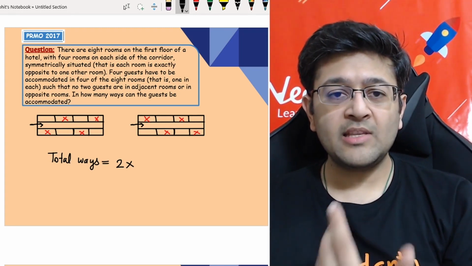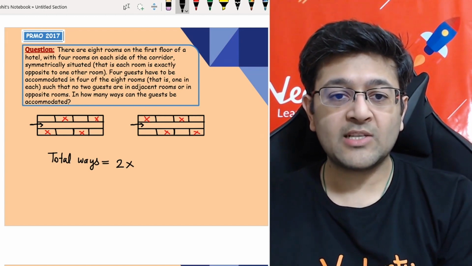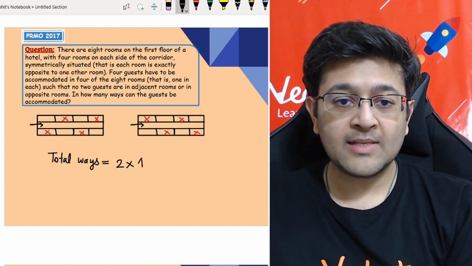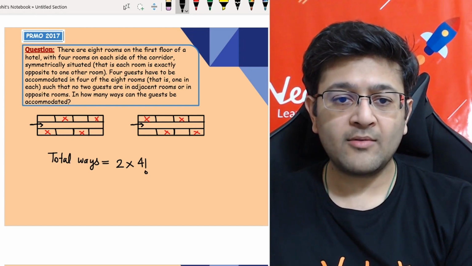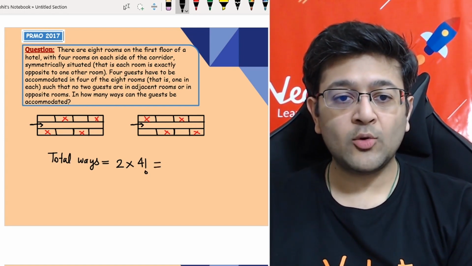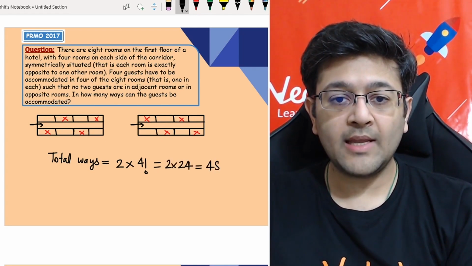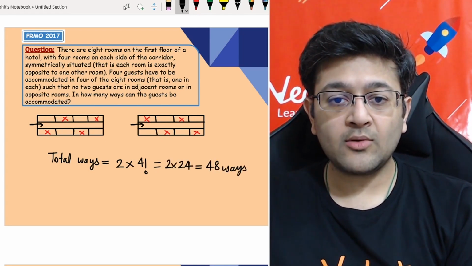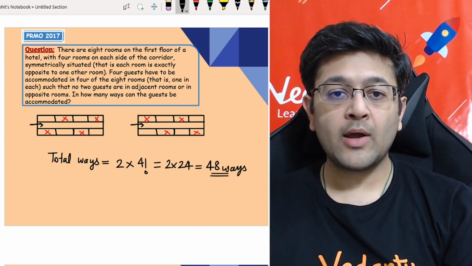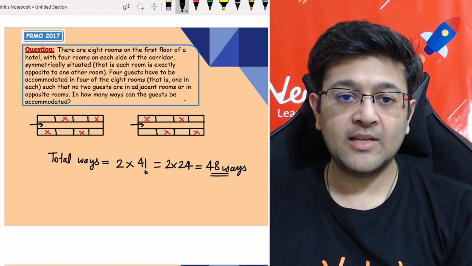So if 4 guests have to be arranged in those 4 rooms, the number of ways is 4 factorial, right? Very basic thing in combinatorics. So now you have finally got the total number of ways. 2 into 24, that is 48 ways. So there are a total of 48 ways to accommodate 4 guests in 8 rooms with the given conditions.